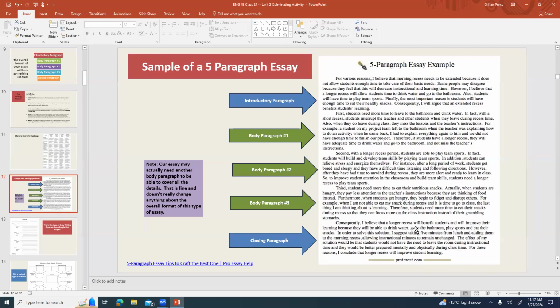Consequently, I believe that a longer recess will benefit students and will improve their learning because they will be able to drink water, go to the bathroom, play sports, and eat their snacks. And then she gives a specific example.